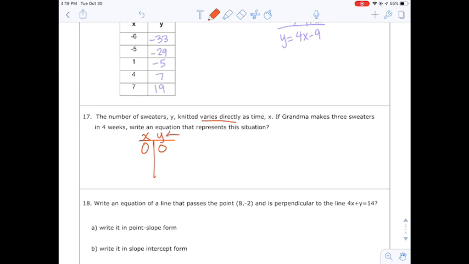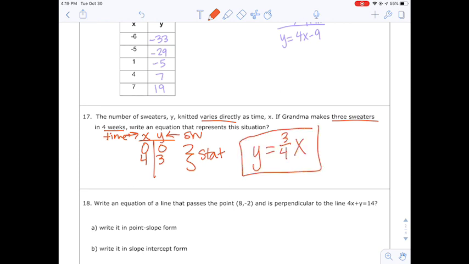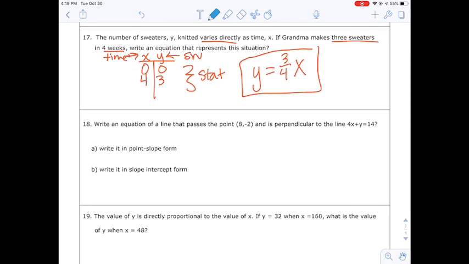Then we know y is sweaters and x is time. So we're told 4 weeks makes 3 sweaters, so we also have the point (4, 3). I'm going to put this into stat edit using the same steps we did on problem 15, and I get y = 3/4 x. They just wanted the equation, so I don't have to do anything else with it.